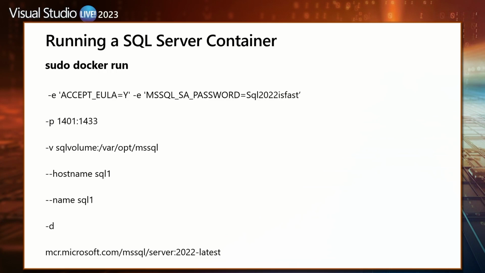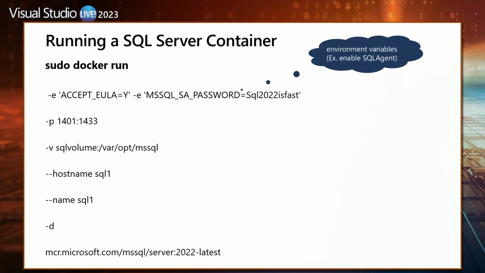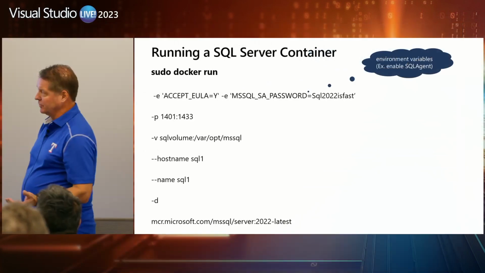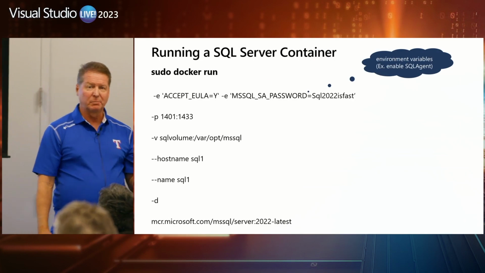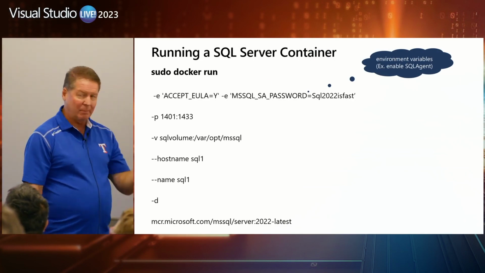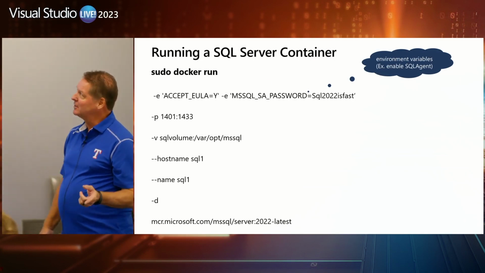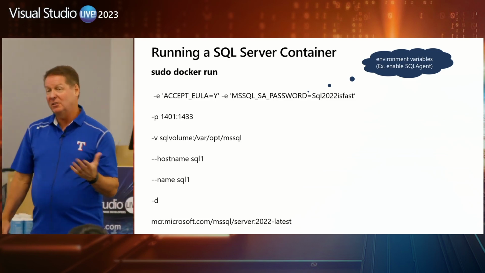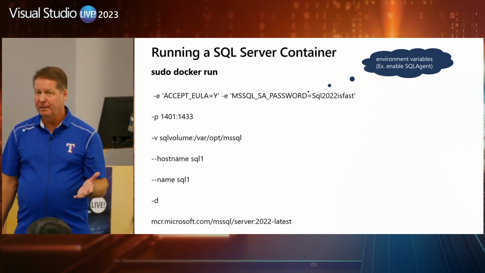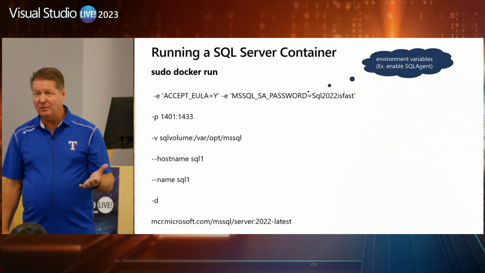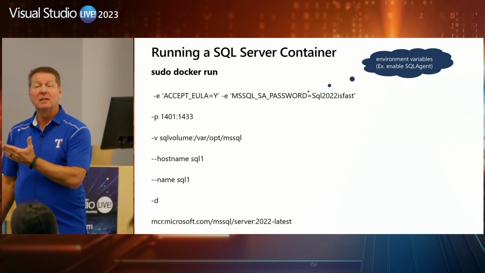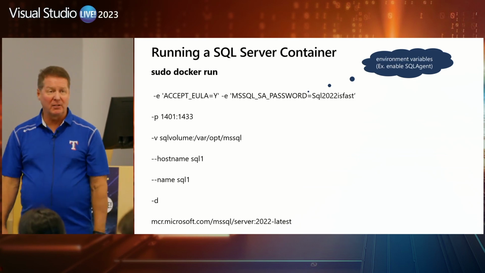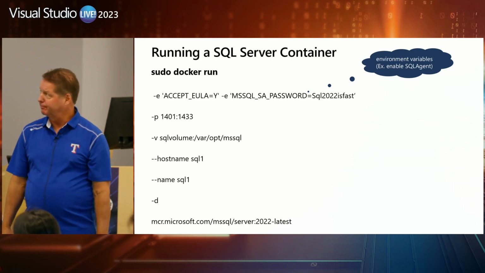So the first argument is environment variables. For SQL Server, because it's pre-installed, you need to accept our license agreement. That's one of the arguments. And notice here, this is something called the system administrator password. Containers do support Active Directory authentication, but out of the gate, to get it deployed, you need to give us the administrator password that you're going to use for the system.